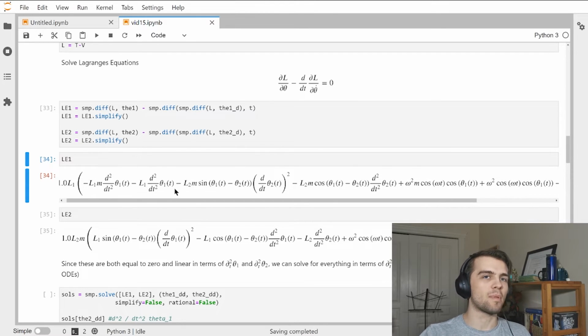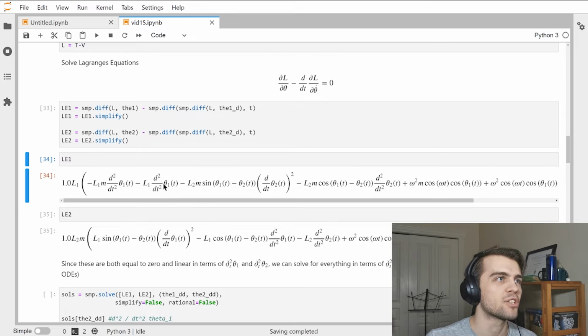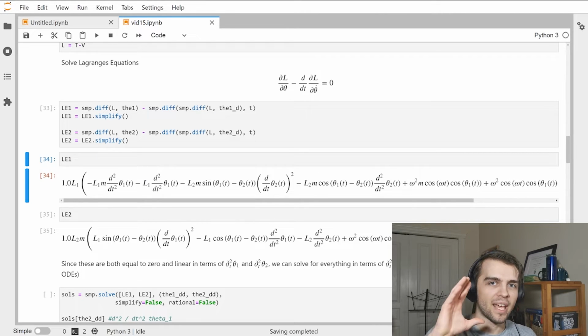Now, looking at this problem, it's totally nonlinear, right? You have a sine of theta 1 minus theta 2. The first derivative is squared. Cos of theta 1 minus theta 2. There's lots of non-linearity present here. But in terms of the second derivatives, d squared dt squared of theta 1 and d squared dt squared of theta 2, it's always linear in terms of those two factors, right? So this whole equation and this whole equation can be thought of as two linear equations that are a function of d squared dt squared theta 1 and d squared dt squared theta 2.